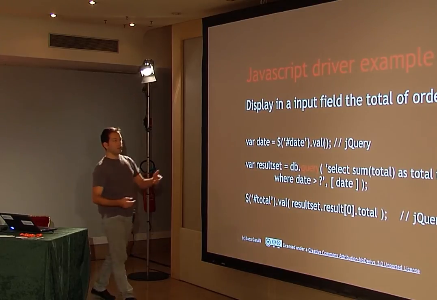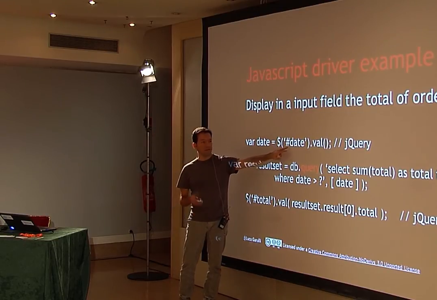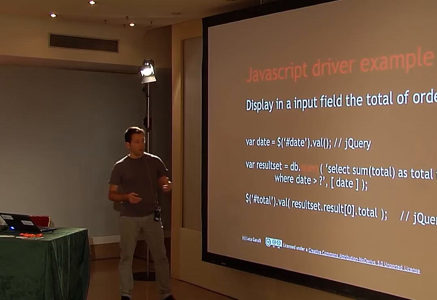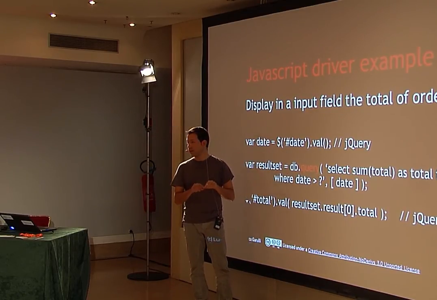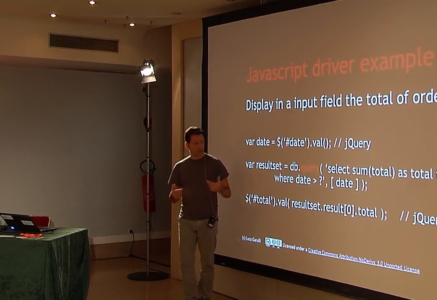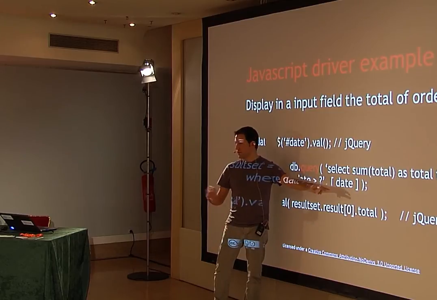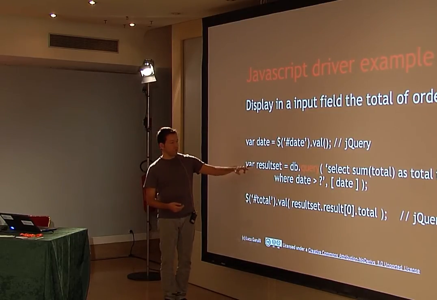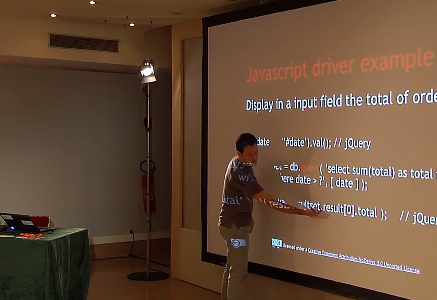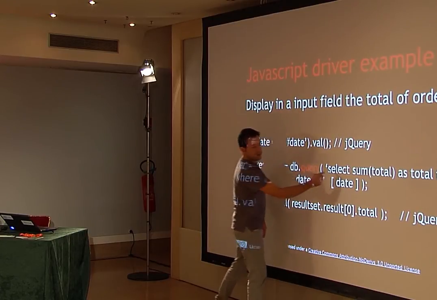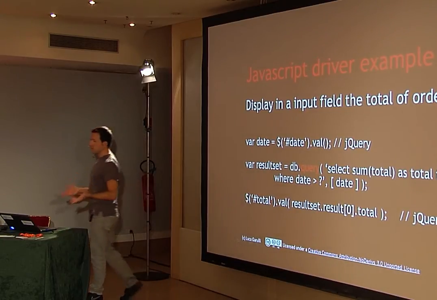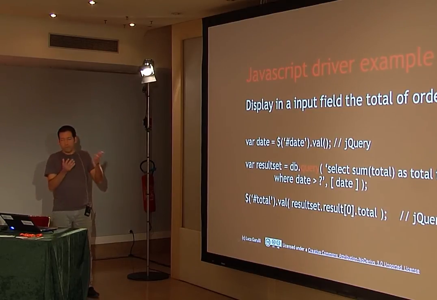This is a more real example using jQuery. I have a field in my page called date. I get the date the user inserts, and I'm executing a query: please give me the total of the orders where the date is greater than the date the user typed. OrientDB supports a sort of prepared statement to avoid SQL injection. So in this case, I pass the date as an argument. The query returns a JSON result set, always with the result field. I get the first one because I get the sum of the total, and put it in another field using jQuery. So it's very, very easy. If you already know JavaScript, it's so easy.